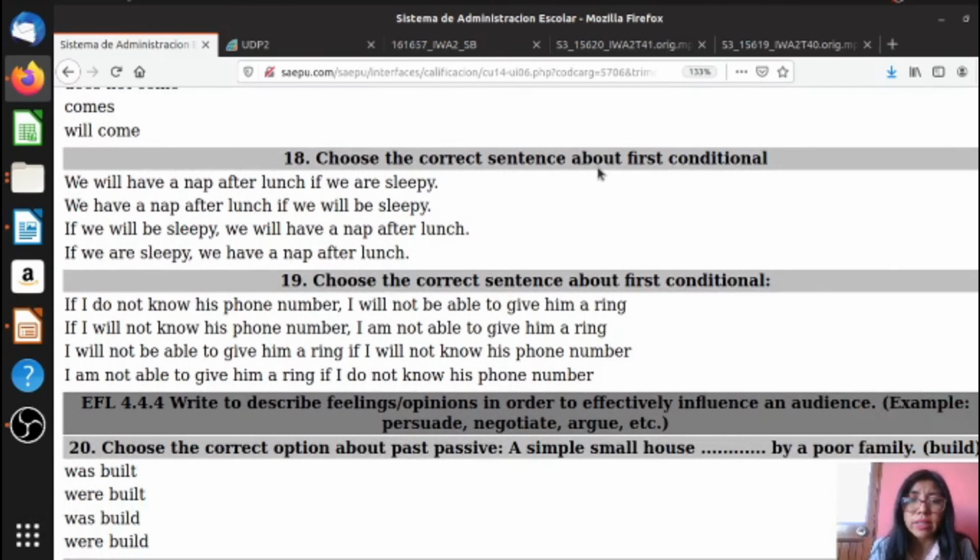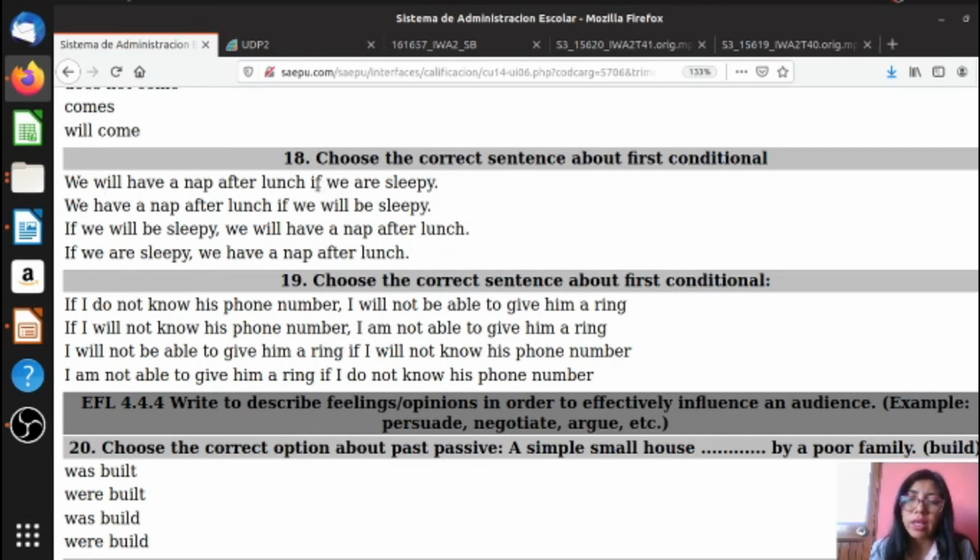Choose the correct sentence about first conditional. Okay, so remember the rules. We will have a nap after lunch if we are sleepy. Okay, so I am using if at the middle, so I have to use will at the beginning part and the verb in the base form.